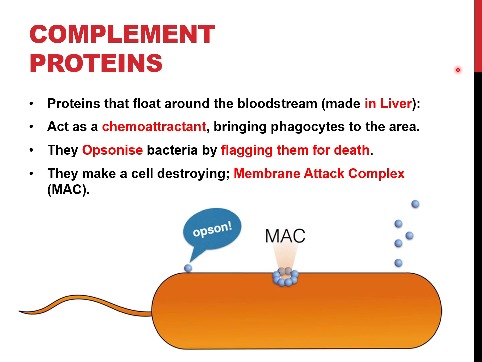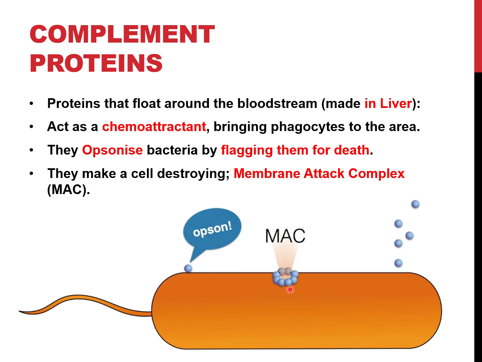The other molecule we look at is complement proteins. These ones are a protein. So they float around in the bloodstream, all right, and they're made by the liver. Another reason the liver is super important in the body. They act as a chemoattractant, so they chemically attract phagocytes to the area, so it can get rid of stuff like bacteria, as you see here. They opsonize the bacteria by flagging them for death, so they jump on them, and essentially they also signal phagocytes. So opsonization and chemoattractant are similar, all right.